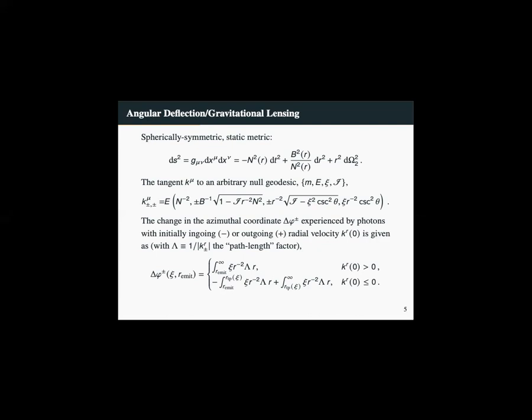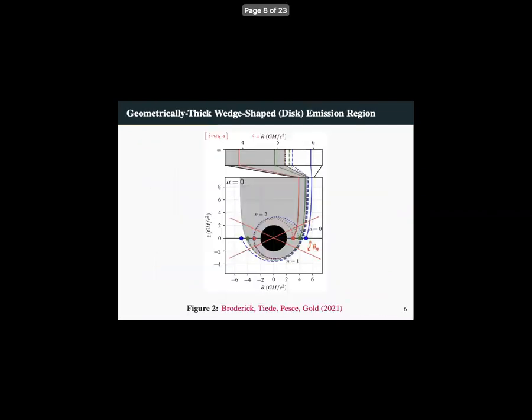Here we write down for two classes of orbits, initially both emitted at a radius r_emit, and either with initially outgoing radial velocity or ingoing radial velocity, the net deflection as just this integral over dr, where the integrand is just k^phi over k^r. So this is this really nice picture from this paper.